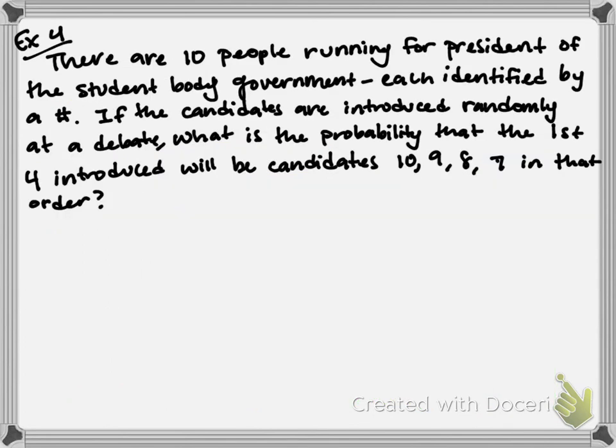All right, example 4. There are 10 people running for president of the student body government, each identified by a number. If the candidates are introduced randomly at a debate, what is the probability that the first 4 introduced will be candidates 10, 9, 8, and 7 in that order?